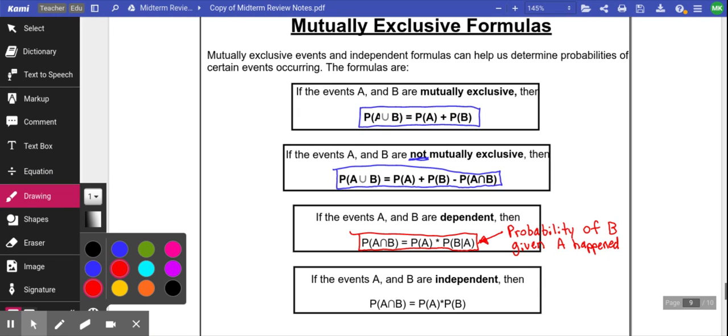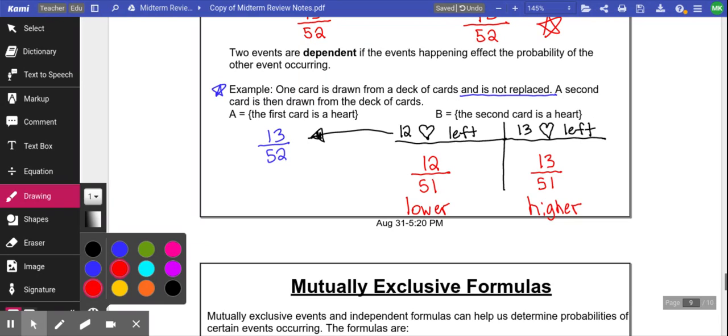So for instance, if you look back up here, this example, this would be the probability of B given A happened. That's the probability of drawing another heart given that the first card was a heart. This probability over here, this is the probability of B given A didn't happen. That's the probability that you draw a second heart given that the first event didn't happen.